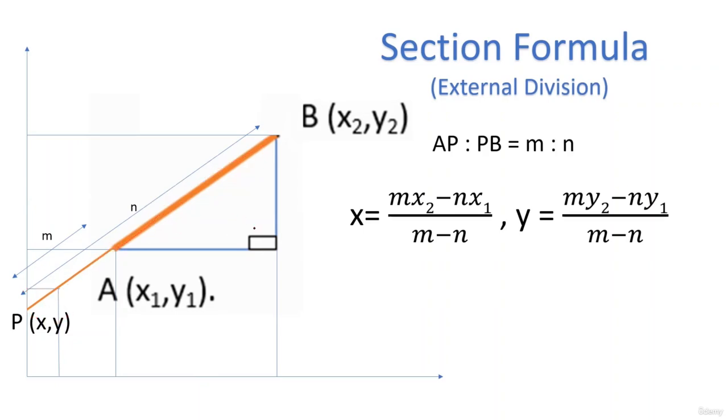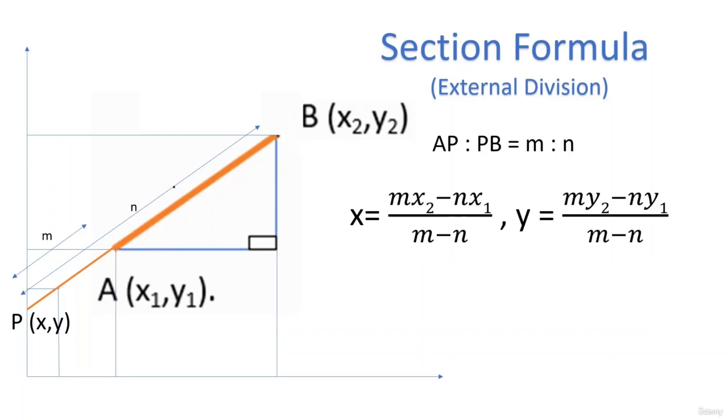So that's about the section formula. We just replace the plus sign with the minus sign. It will be mx2, from m we come to x2, minus nx1 divided by m minus n. Just replace plus with minus, and the same happens with the y coordinate also: my2 minus ny1 divided by m minus n.